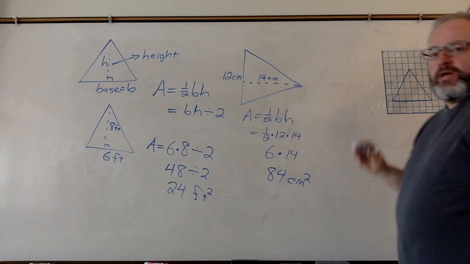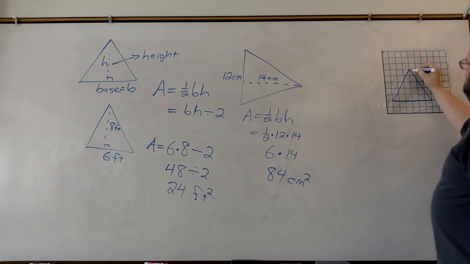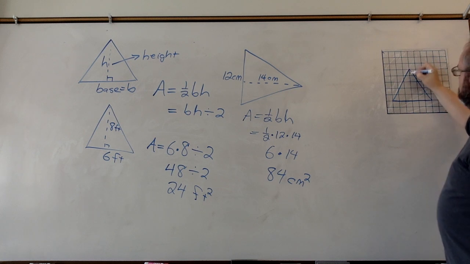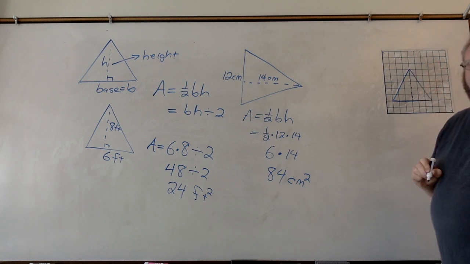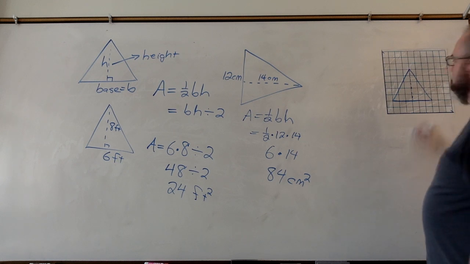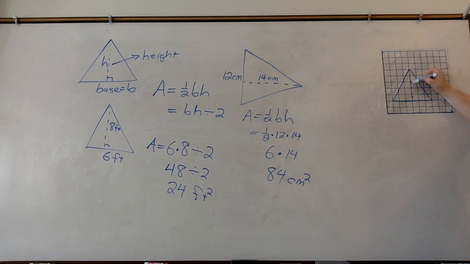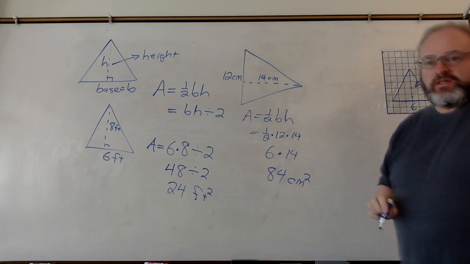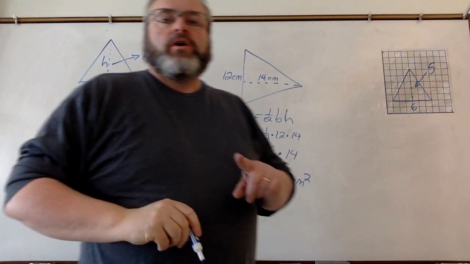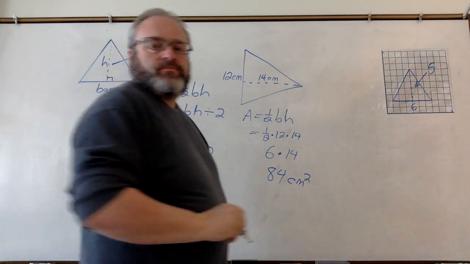Let's say we have this triangle here, and where's our height? Well, our height is right there. Well, how big is our height? We have to count the squares. 1, 2, 3, 4, 5. So our height is 5 squares along the bottom. 1, 2, 3, 4, 5, 6. Our base is 6 squares. So we're going to use those numbers to find the area of this triangle.